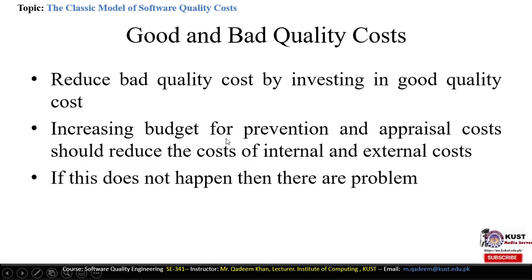So increasing the budget for prevention and appraisal costs should reduce the cost of internal and external failures. When we increase this cost, that cost will be reduced. But if we do not, that cost will be increased, and it will be increased a lot. If this does not happen, then there are problems. So we must increase the budget for the prevention and appraisal cost.